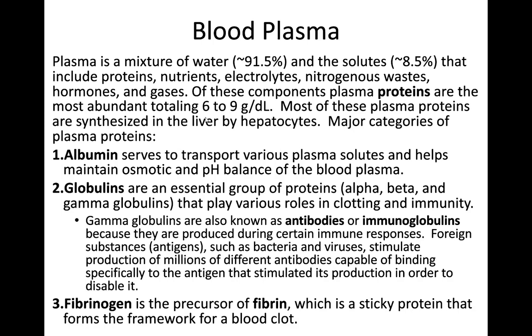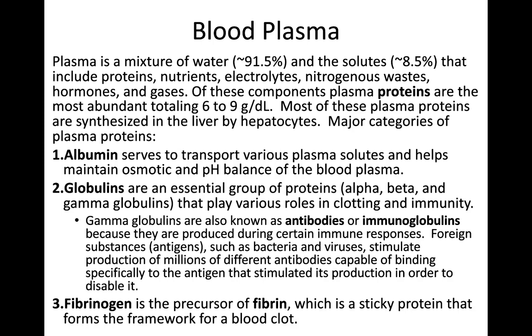But you're going to find in that small fraction of blood 6 to 9 grams of these plasma proteins, most of which are synthesized in our liver by hepatocytes and include the following 3 major categories: albumins, globulins, and fibrinogen. Albumins serve to transport various plasma solutes and help maintain osmotic and pH balance of our blood plasma. So they act like an Uber in that they help carry stuff in our blood, but they're also involved with osmotic balance, which is like your water levels, and pH balance, which is related to acids and bases.